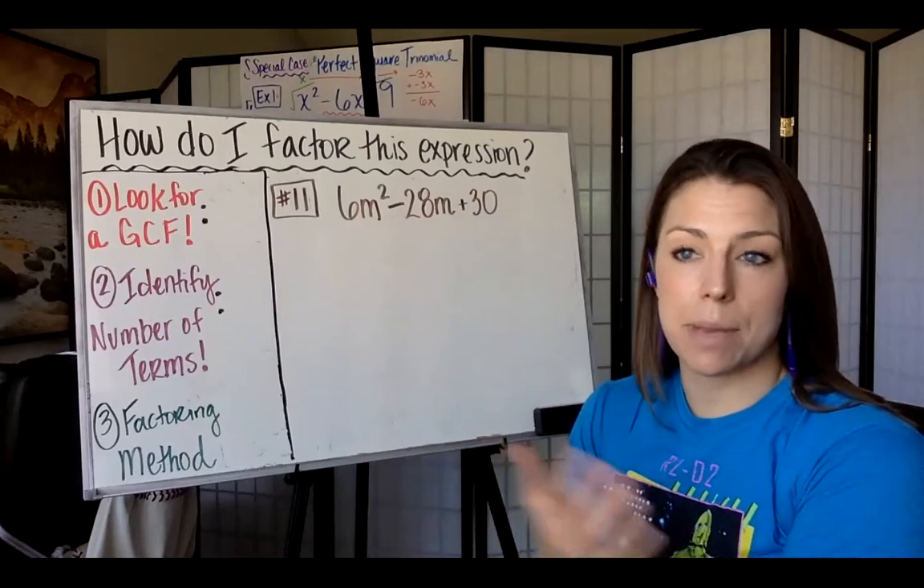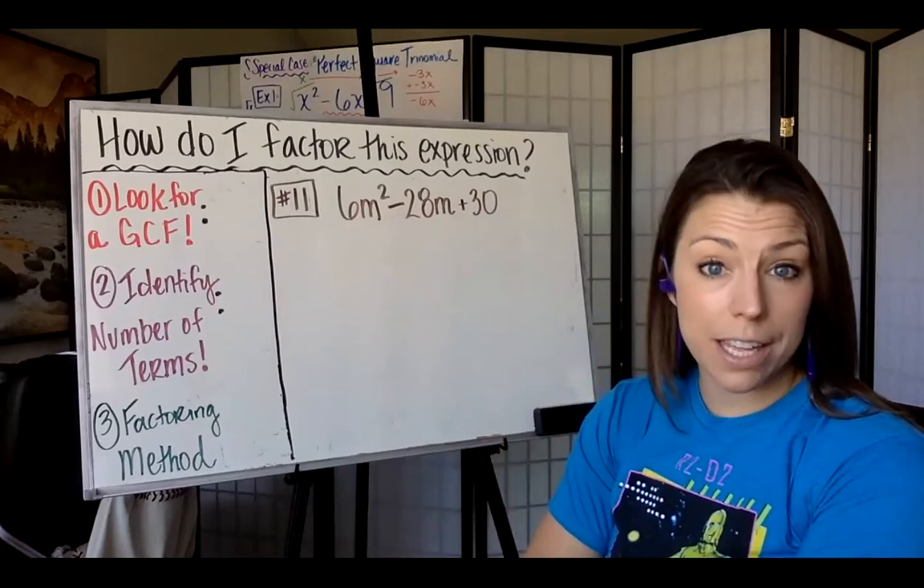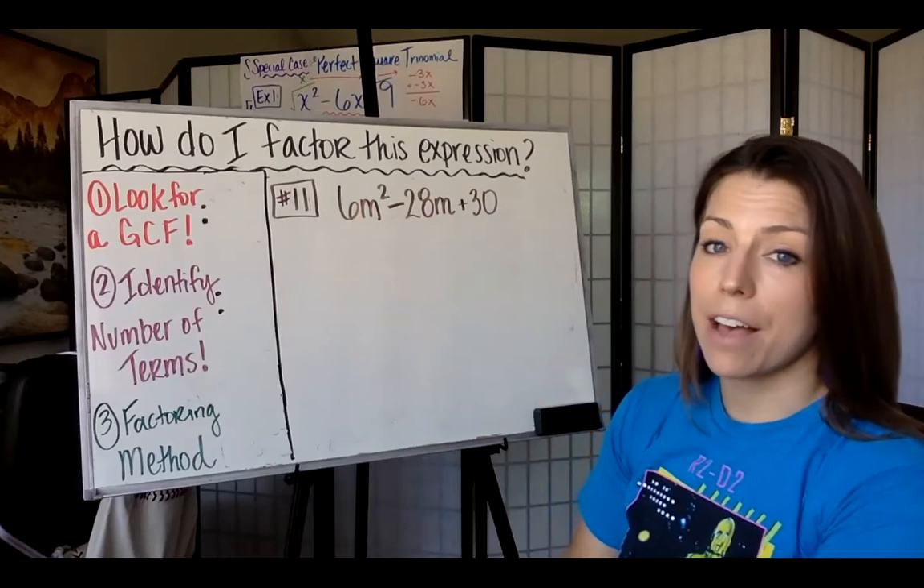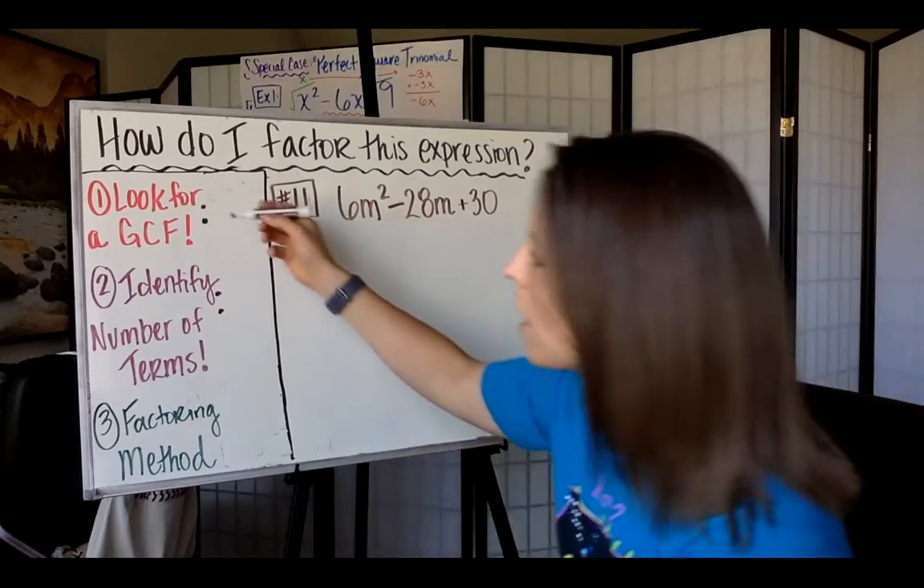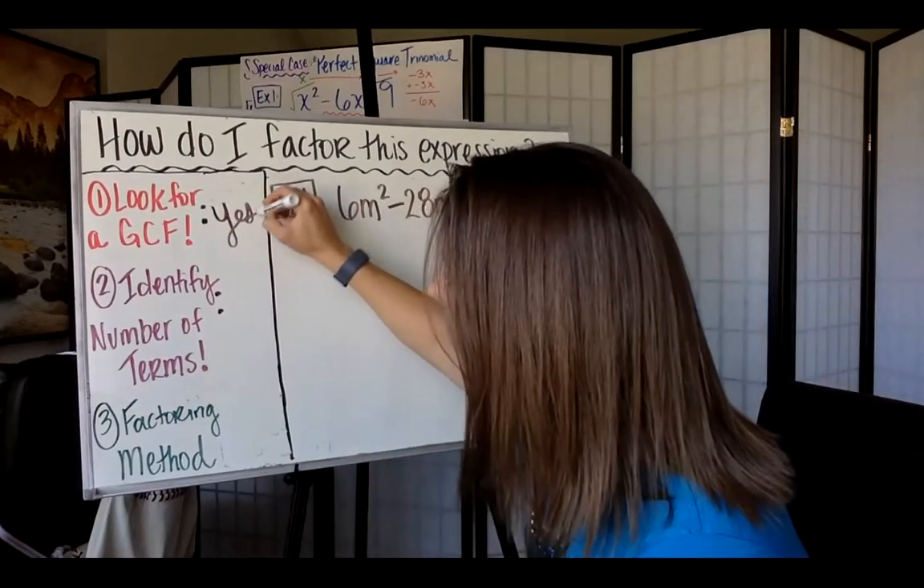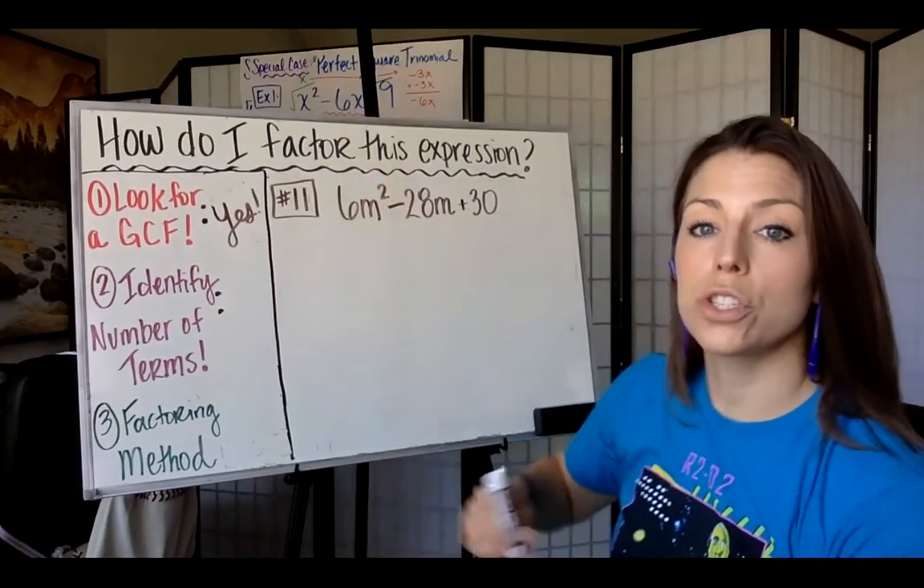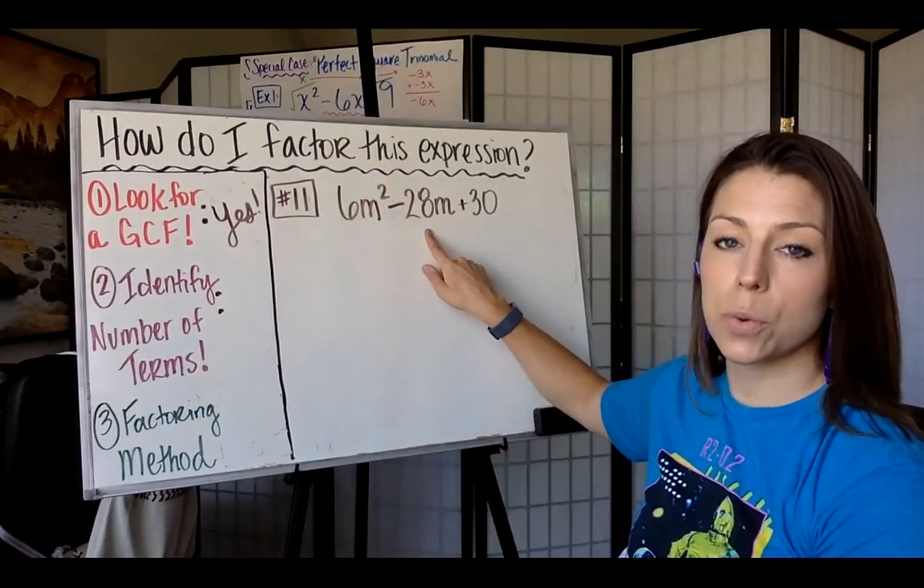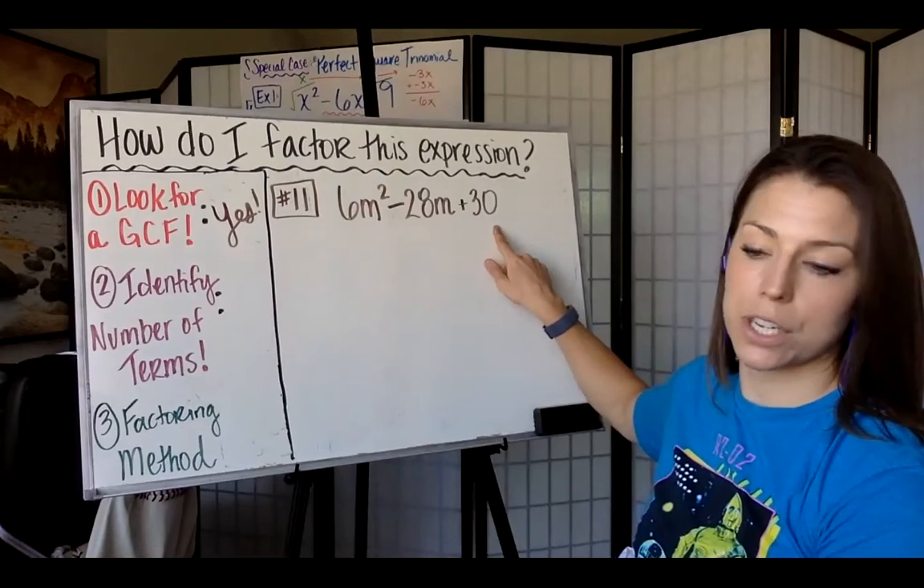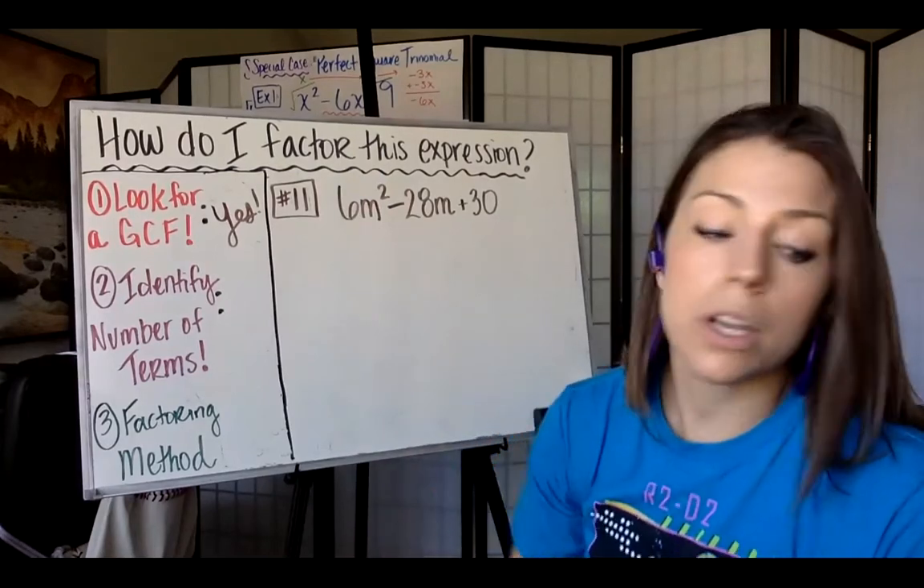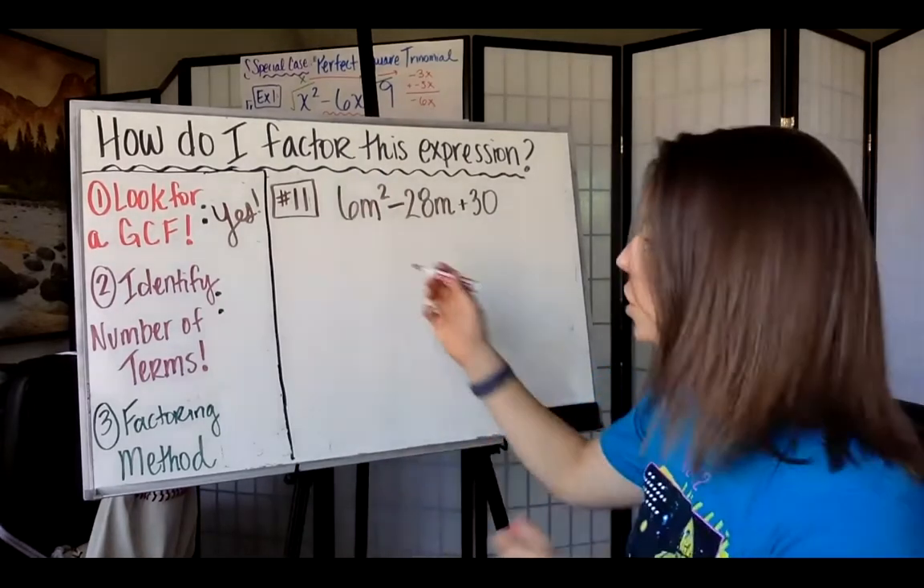Something that stands out to me is that all 3 numbers are even, and all even numbers have a common factor. That common factor is 2. 2 goes into 6 3 times, 2 goes into 28 14 times, and 2 goes into 30 15 times. So we're going to start off by factoring out 2.